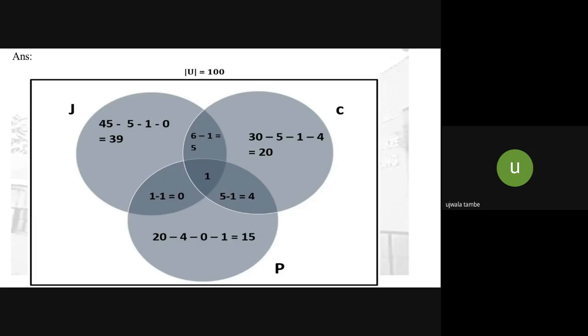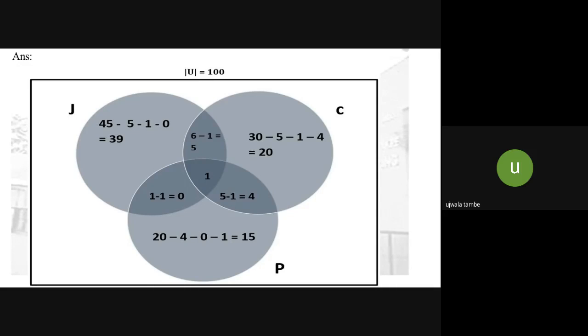After that, now we have to find only those programmers who know the language Java. As per the previous discussion, there are a total of 45. So we have to subtract this whole portion from J. So this is 5 minus 1 minus 0. For C, we have to subtract this whole portion, that is the value of C minus 5 minus 1 minus 4. And for P, we have to subtract this whole portion, that is P minus 0 minus 1 minus 4.